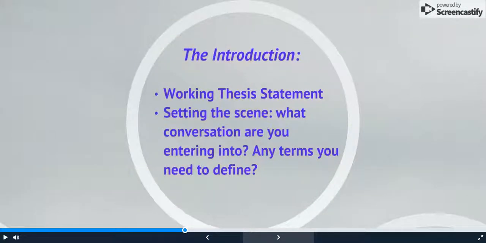For the introduction, you definitely want in your outline a working thesis statement. This is not your final thesis statement, but a working one. You want to set the scene. What is your conversation going to be about? What terms do you need to define? If you're talking about assimilation, maybe not everybody knows what that means. Discuss it.